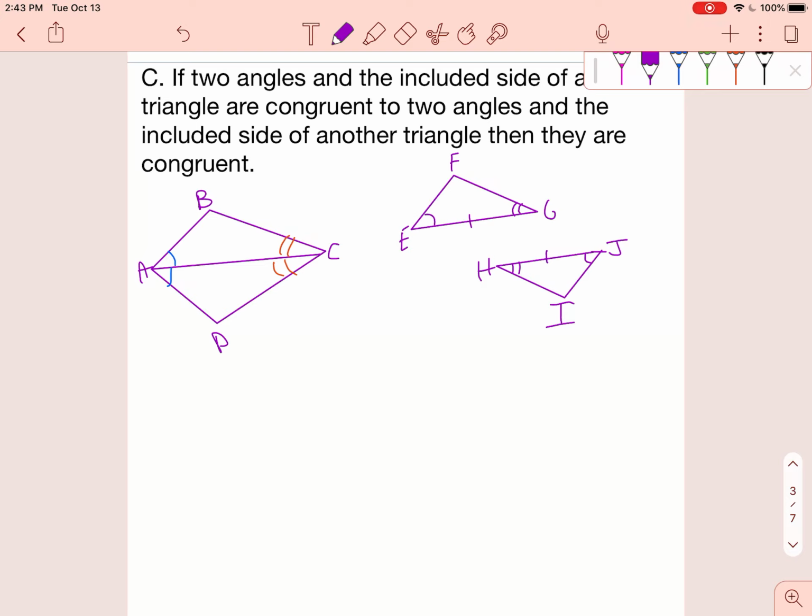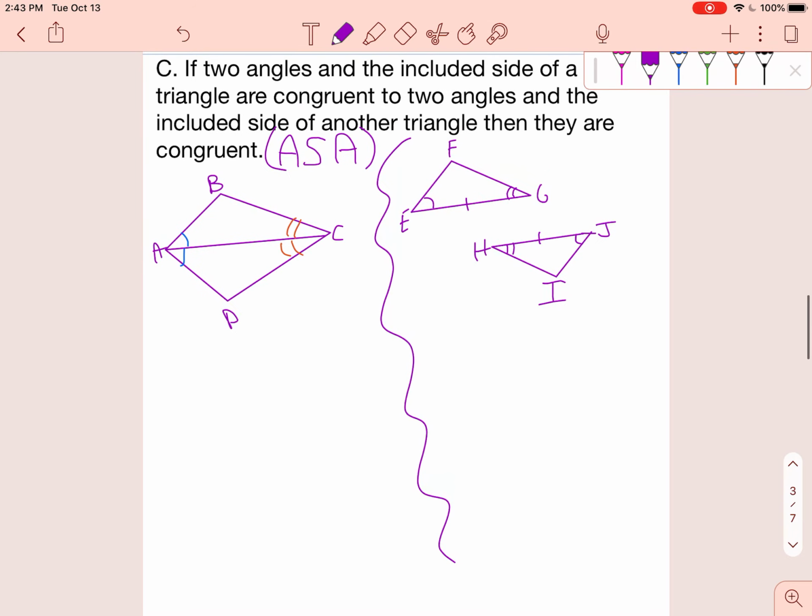Okay, the included angle. The last one we're going to talk about is if 2 angles and the included side of the triangle are congruent. Okay, 2 angles and the included side are congruent. This is called angle side angle. Angle side angle. And again, you can see.